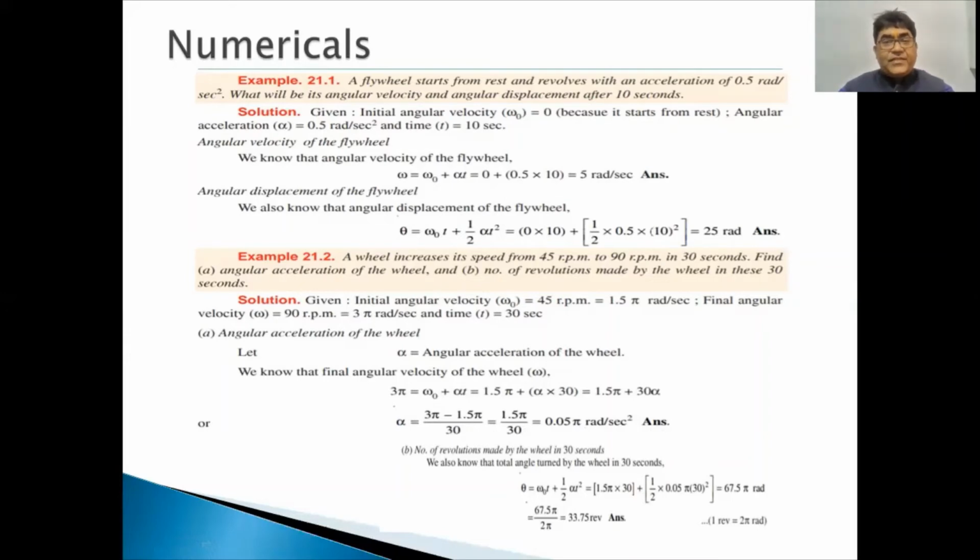Okay, the next part is number of revolutions made by the wheel in 30 seconds. Here we will find the angle turned in 30 seconds by the formula omega 0 t plus half alpha t square. We will get the final result as 67.5 pi radians.